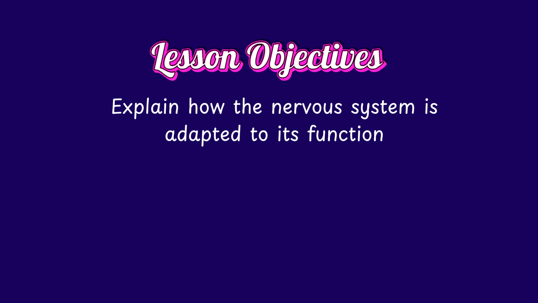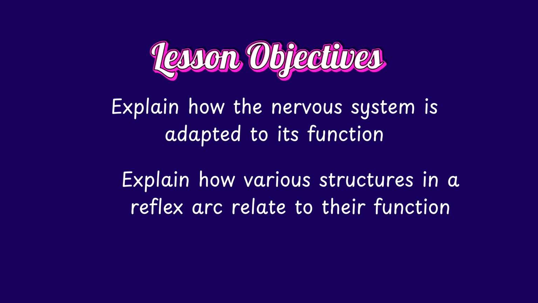The lesson objectives are to: 1. Explain how the nervous system is adapted to its function, and 2. Explain how various structures in a reflex arc relate to their function.